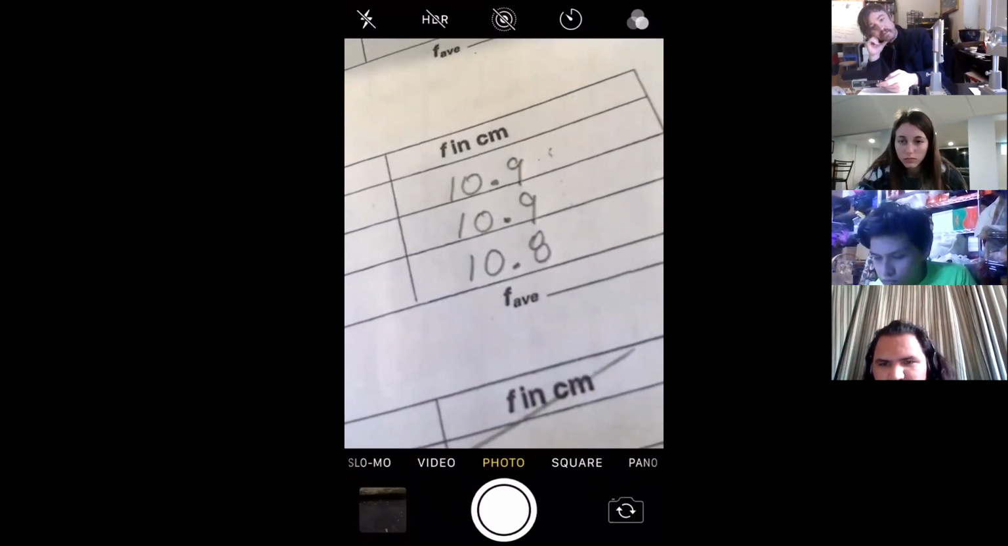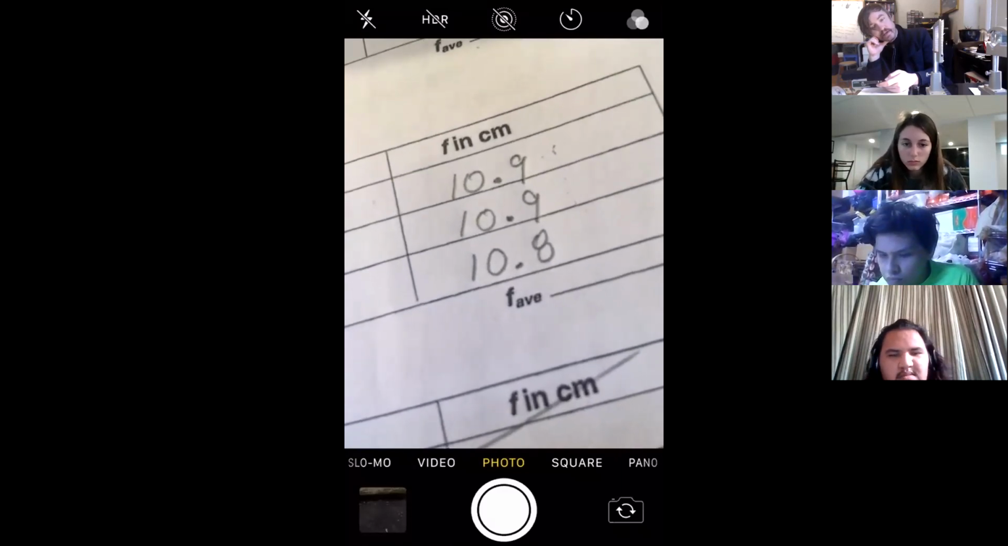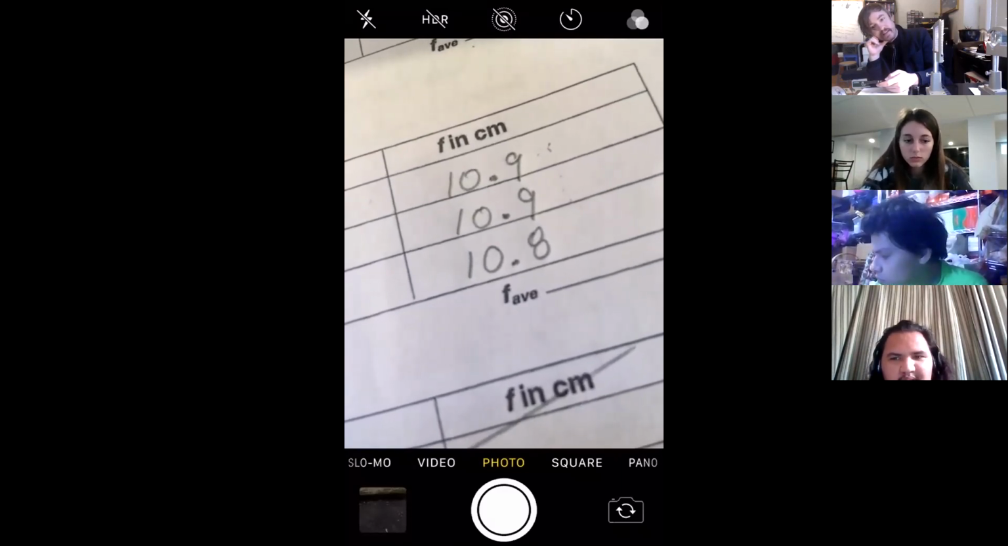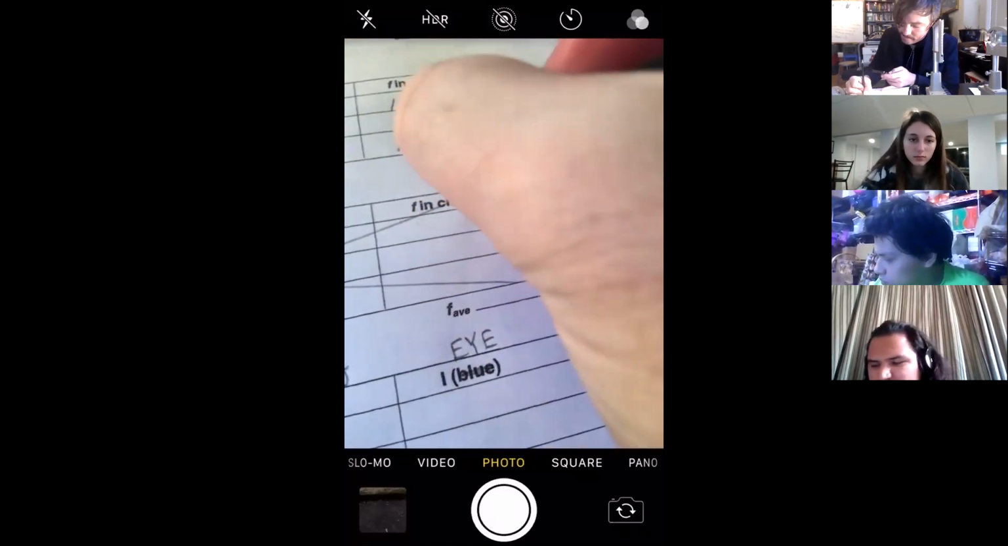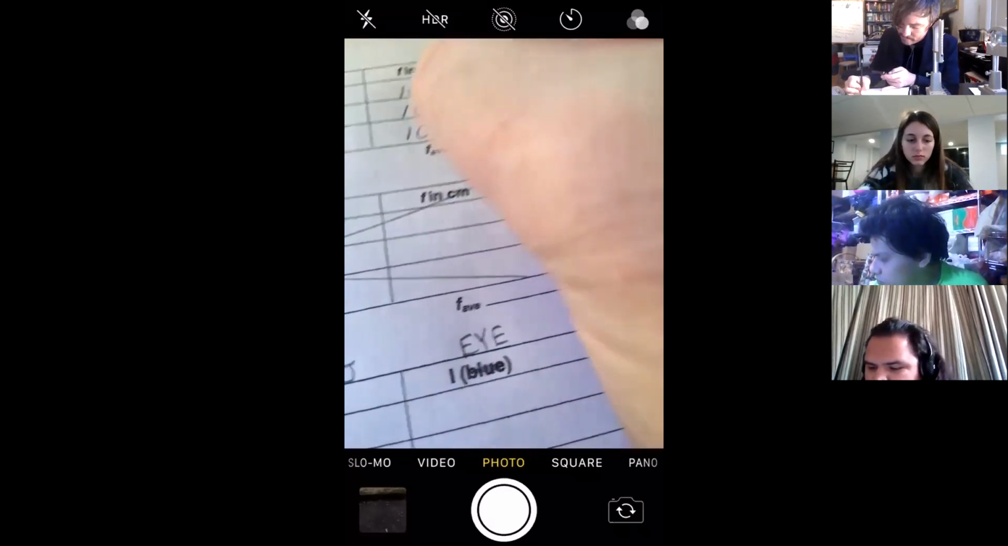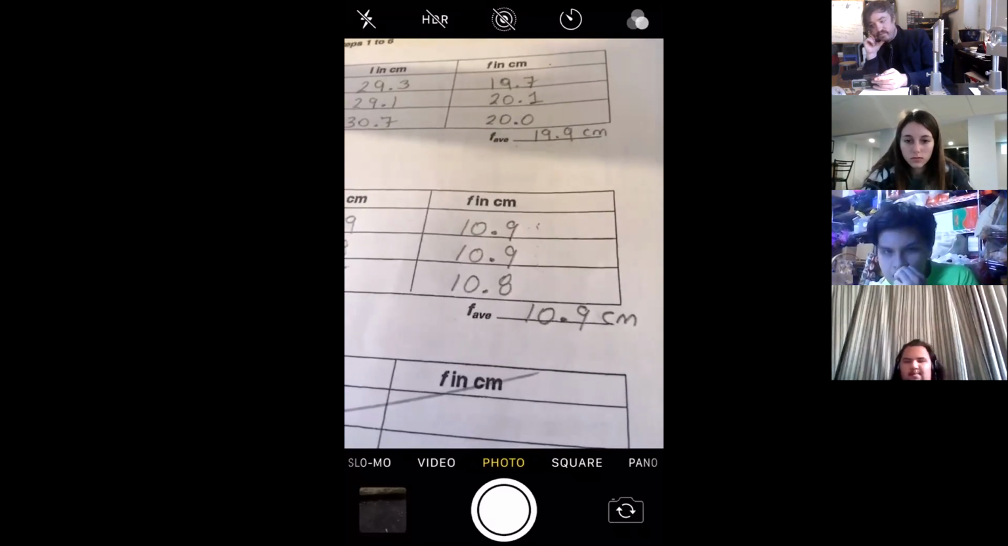Guess what the average of 10.8, 10.9, and 10.9 is going to be? It's going to be 10.866666, which will round to 10.9. At this point, we could stop, but I have another objective to show you. And I don't mean that with a pun intended.